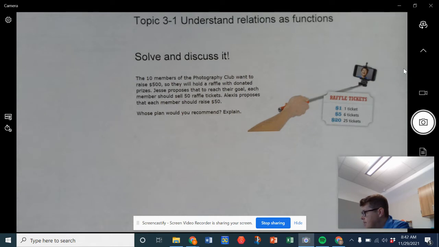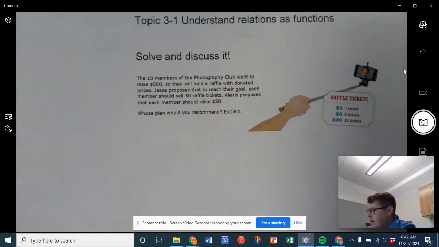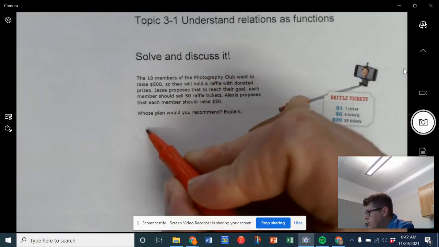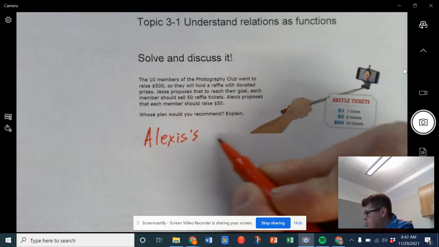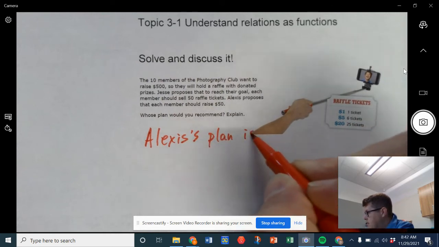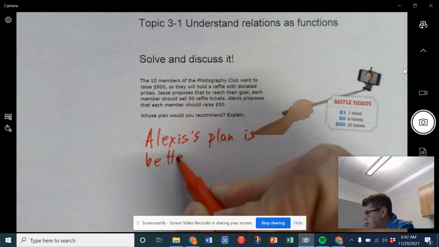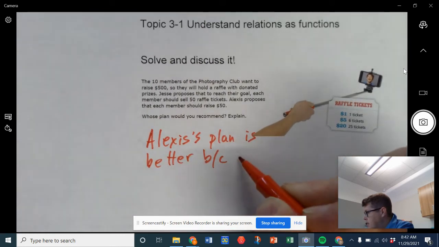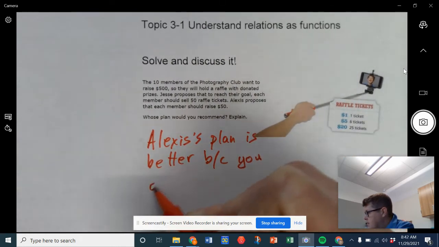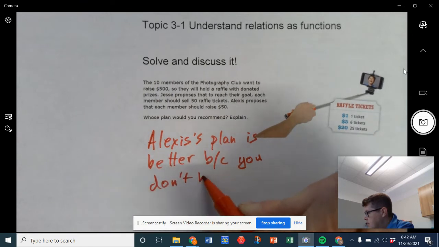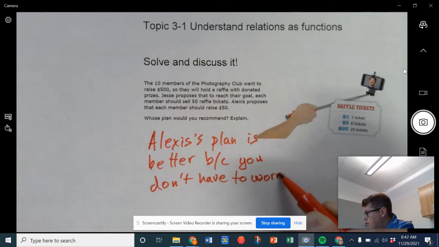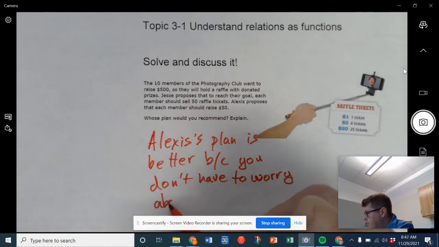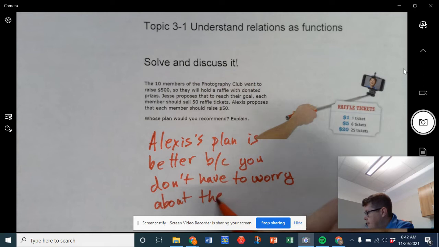So just logically, we should assume that Alexis is correct, right? So we would say Alexis's plan is better because you don't have to worry about the discounted tickets.